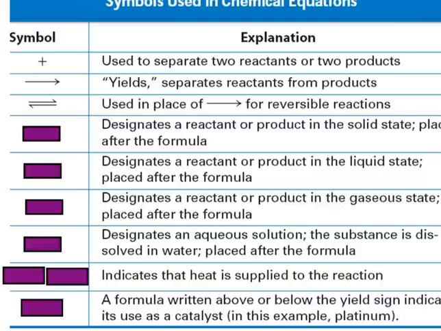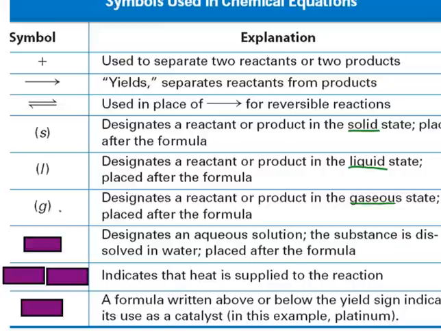If a reactant is in the solid state, we put an (s) in parentheses as a subscript after the formula. So s stands for solid. If there is a reactant or product that is in the liquid state, we would use a lowercase l in parentheses as a subscript after that particular formula. So l for liquid. If the reactant or product is in the gaseous state, you probably guessed that this will be a g in parentheses as a subscript after the formula, so g for gas.